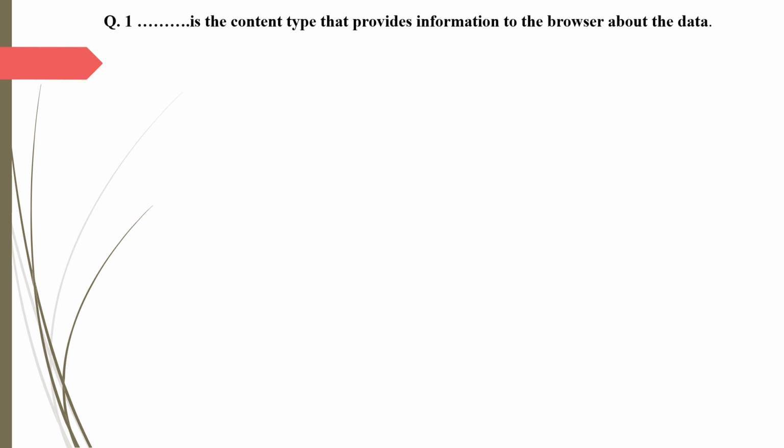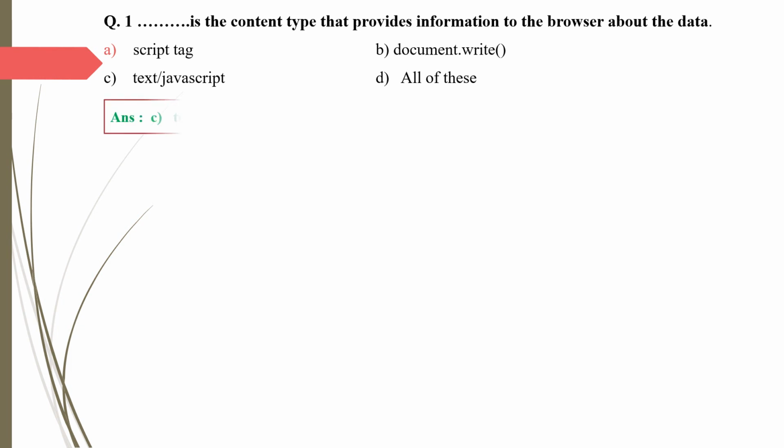Next we have some MCQs. The first MCQ is: dash is the content type that provides information to the browser about the data. The options are script tag, second option document.write, third option text/JavaScript, and last option all of this. The answer to this question is text/JavaScript, which is the content type that provides information to the browser about the data.